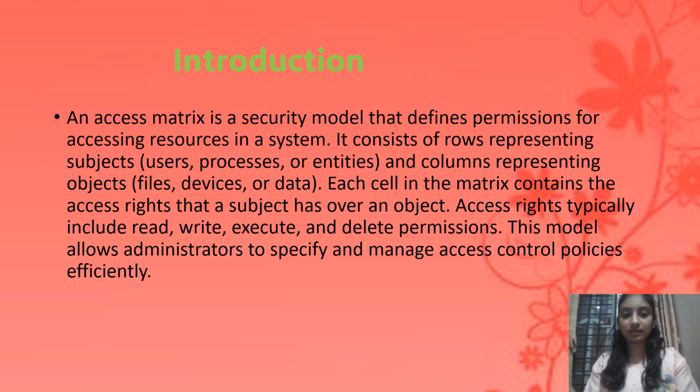An access matrix is a security model that defines permissions for accessing resources in a system. It consists of rows representing subjects, users, processes or entities, and columns representing objects, files, devices or data. Each cell in the matrix contains the access rights that a subject has over an object. Access rights typically include read, write, execute and delete permissions. This model allows administrators to specify and manage access control policies efficiently.